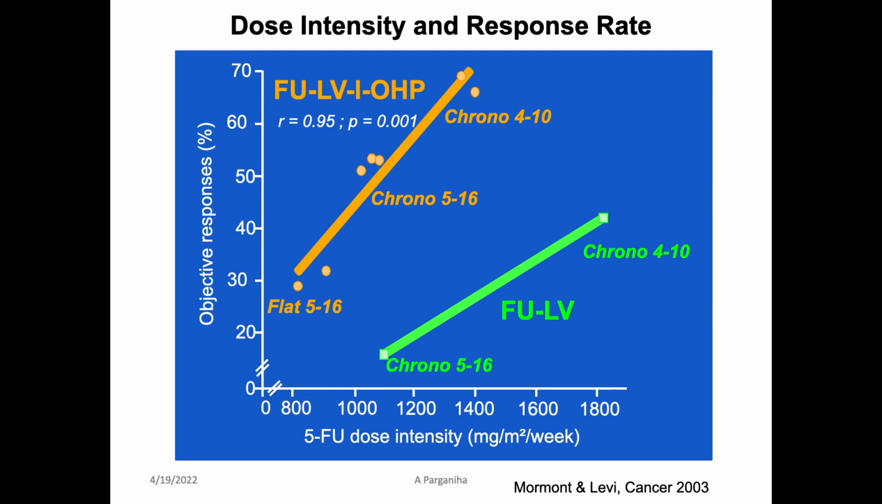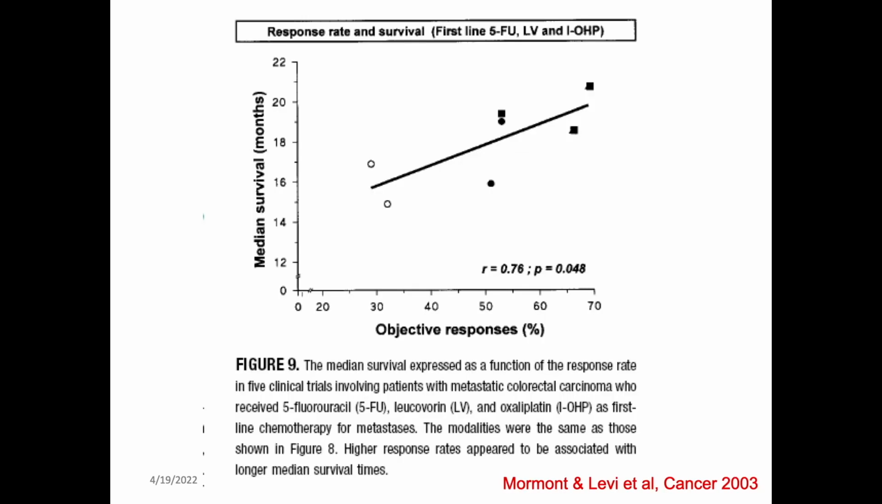So if objective response is better, then what does it indicate? It indicates that if the objective response is better, the median survival of the patient was higher. It means even with the high dose, if the protocol is perfect, then survival of the cancer patient can be increased.